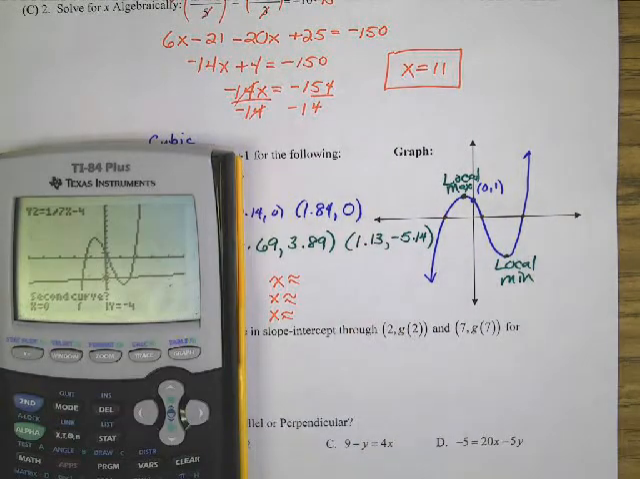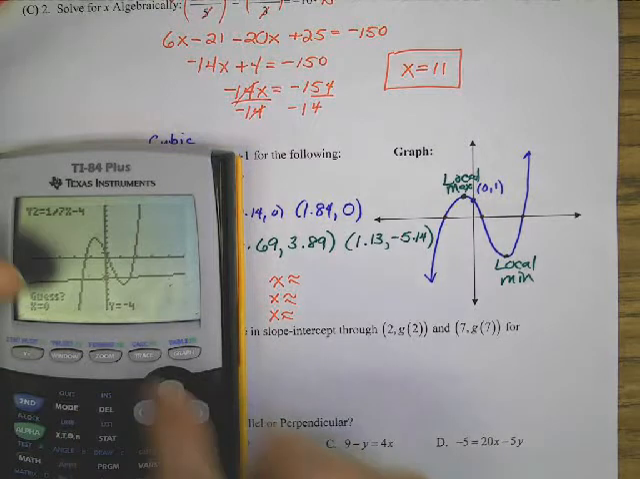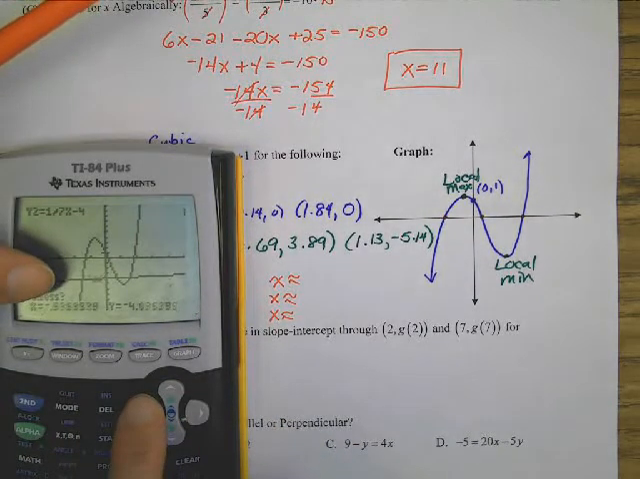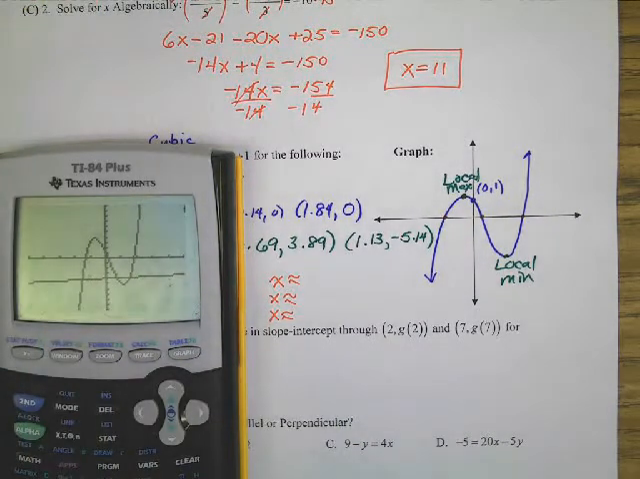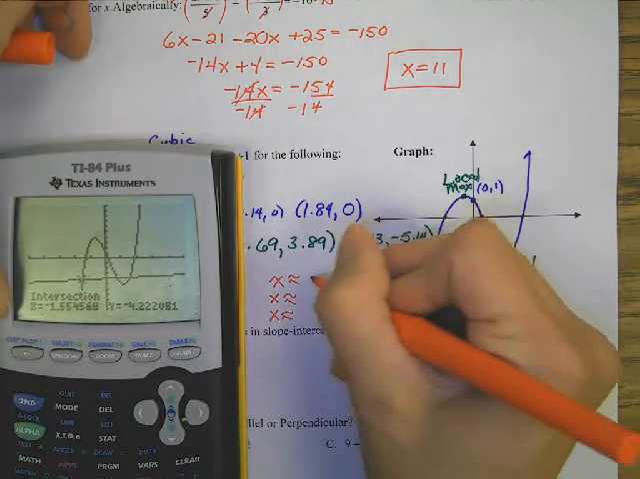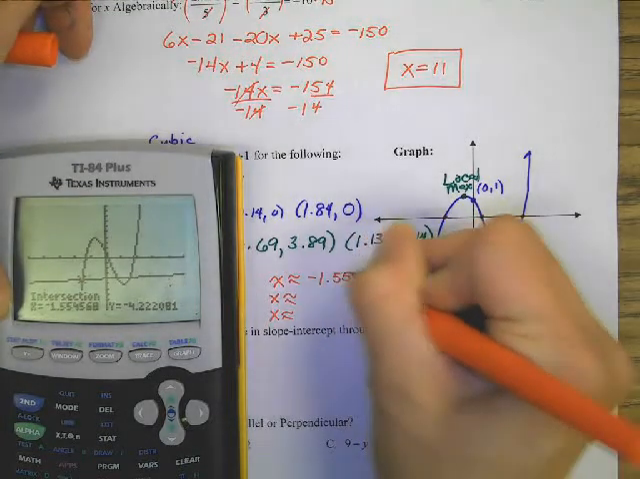Now remember, we don't state the y value because this problem did not have any y's. They want me to solve for x. My answers are x equals. Okay, the second one, intersect.